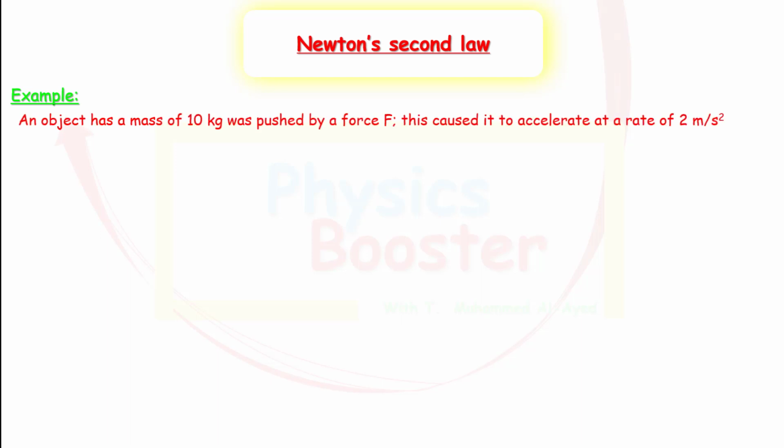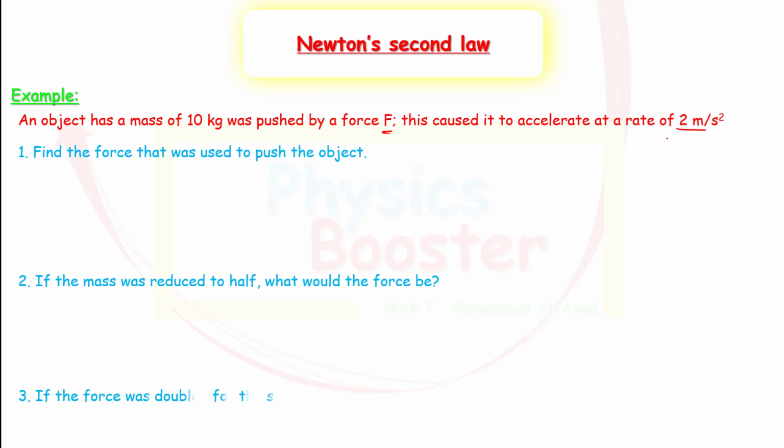For example, it says that an object has a mass of 10 kilograms and was pushed by a force equal to F. This caused the object to accelerate at a rate of 2 meters per second squared. The first question says, find the force that was used to push the object.